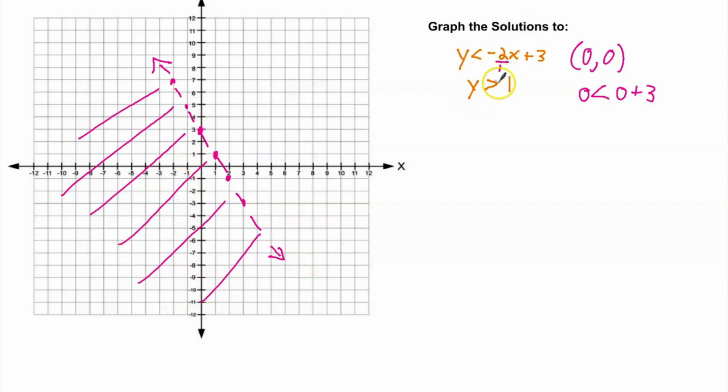All right, then we're going to plot y is greater than 1, and I will do that in a completely different color. Let's go with orange. Okay, so y is greater than 1. Well, we're basically plotting y equals 1. And so that's going to be a dotted line because it's greater than. So we're going to go all across y equals 1, which is normally a horizontal line, right? Sweet. And now we're going to shade in all the y values more than 1, which is all the y values above. Like that.